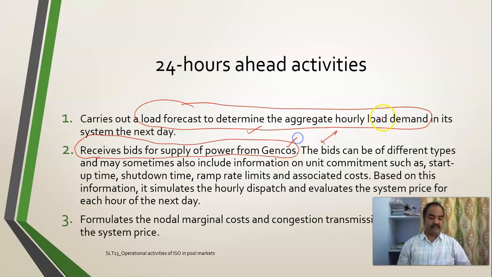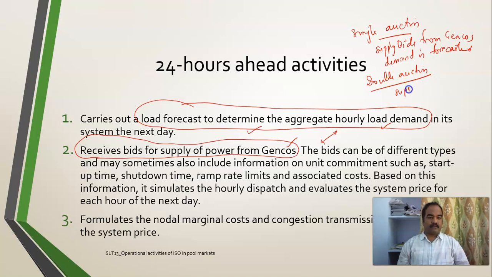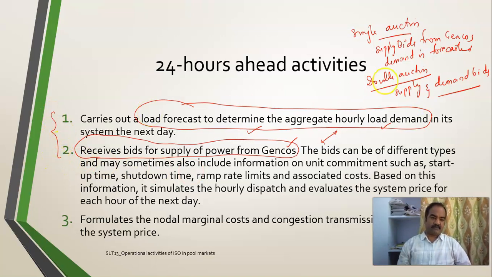So this is the case for single auction markets. Bids will be received from the GENCOs, whereas demand will be forecasted. Single auction market: supply bids from GENCOs, whereas demand is forecasted. But in a double auction market, both supply and demand bids will be collected. I have mentioned this only for the single auction market, but if it is a double auction market, both the bids are to be collected.